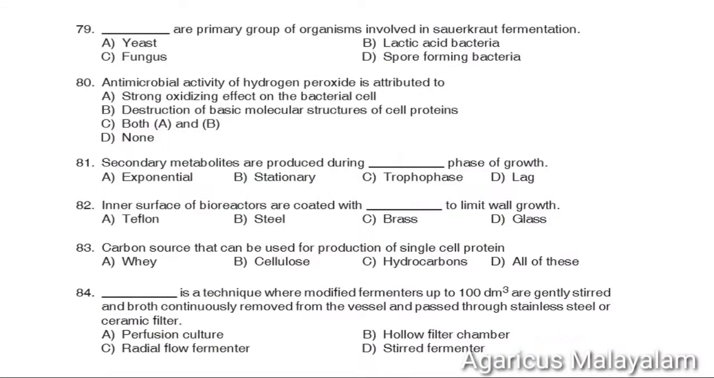79. Dash are primary group of organisms involved in sauerkraut fermentation. Correct answer is option B, lactic acid bacteria. 80. Antimicrobial activity of hydrogen peroxide is attributed to. Correct answer is option C. 81. Secondary metabolites are produced during dash phase of growth. Correct answer is option B.